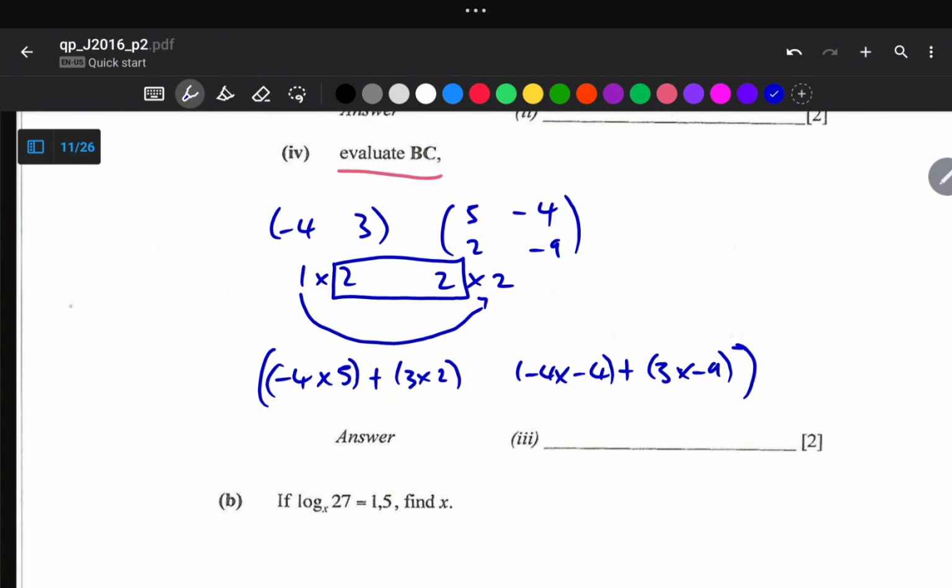So minus 4 by 5 gives us minus 20, plus 6, and minus 4 by minus 4 gives us 16. 3 by minus 9 gives us minus 27. Okay, so minus 20 plus 6 is equal to minus 14. 16 minus 27 gives us negative 11. So our final answer is equal to minus 14, minus 11.